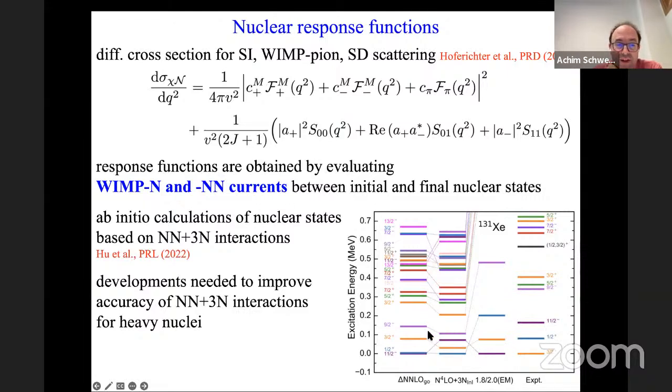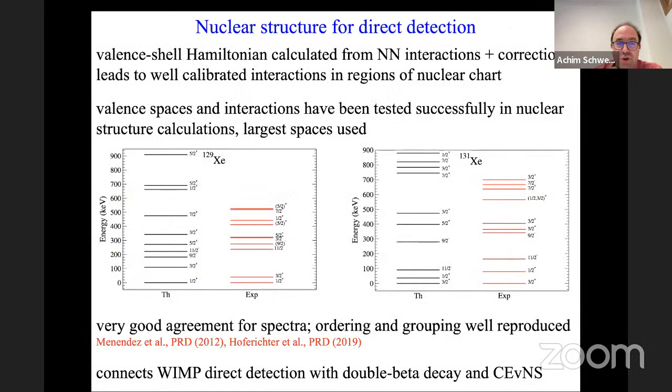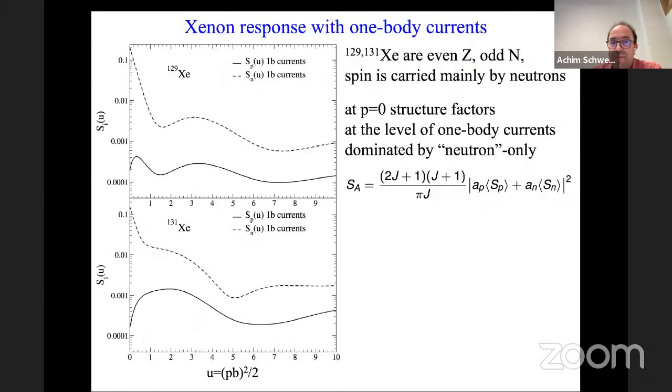That's why I want to use these valence-based Hamiltonians for the time being. Okay, so let's look at the spin-carrying isotopes, xenon-129, which has a 1/2+ ground state, and xenon-131, which has a 3/2+ ground state. So they have some non-zero spin and therefore contribute to the spin-dependent WIMP-nucleus scattering.